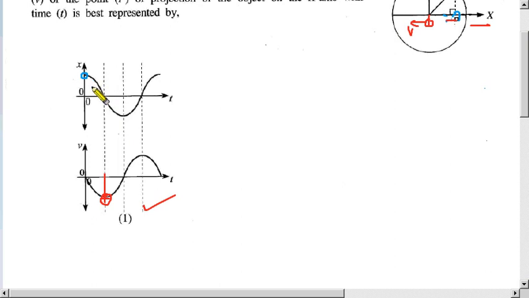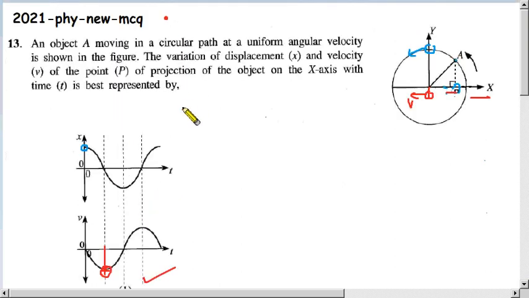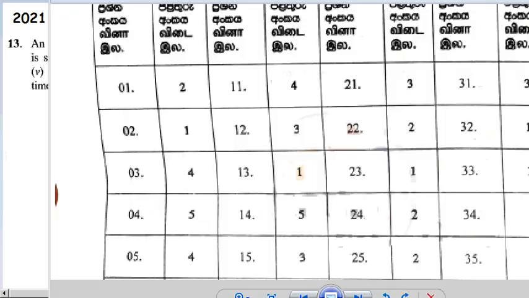So here both are correct, displacement and velocity both are correct. Therefore the answer is the first one for this question. You can see the question number 13, the answer is the first one.